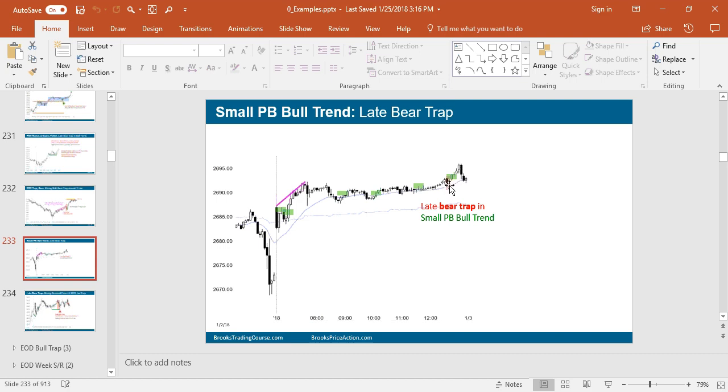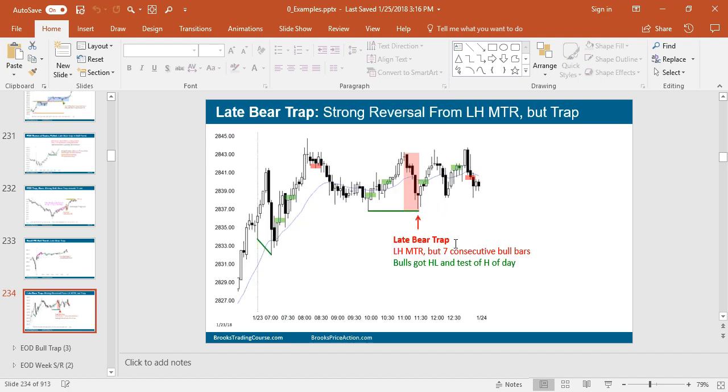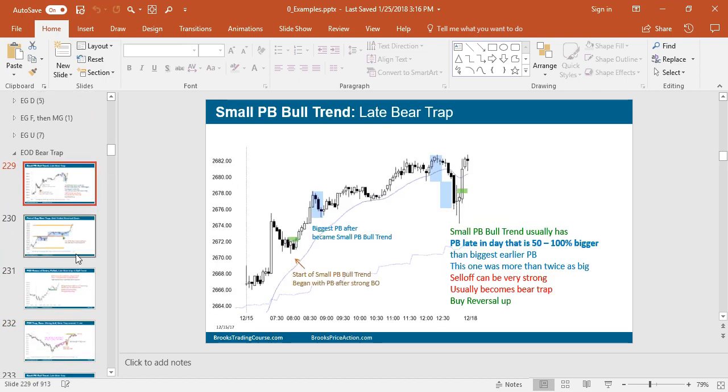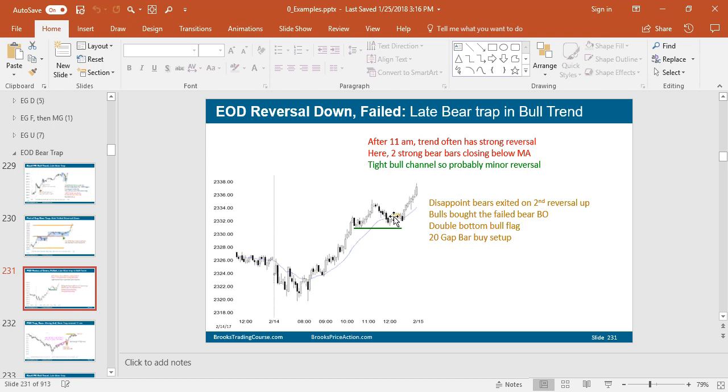Here's a small, brief bear trap. The bears tried to get a reversal. Small pullback bull trend. The odds are against the reversal. Probably going to be a bull flag, and the bull trend resumed. This is a bear trap in our trading range day. That's not like today. But 11 o'clock. We're around 11 o'clock now. And we could pull back, but if we do, chances are it'll be a bull flag.